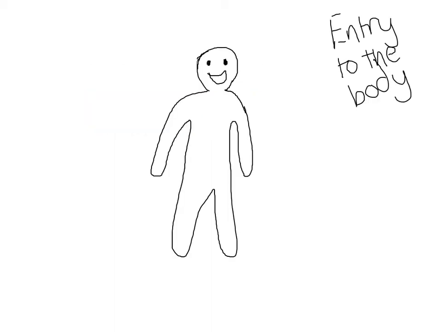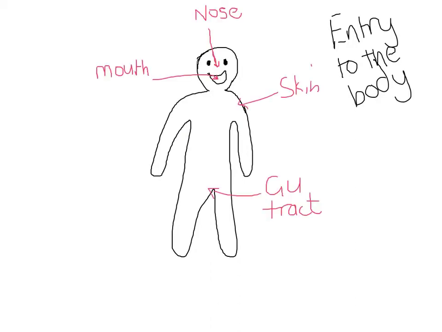This is Unit 6 revision video for biology, looking at the transmission of disease. First of all, we're going to look at the different ways that pathogens can get into your body. So here we've got entry via the mouth, the nose, the skin and the GU tract.